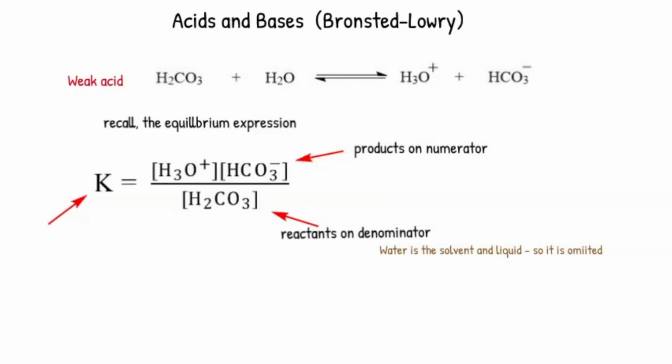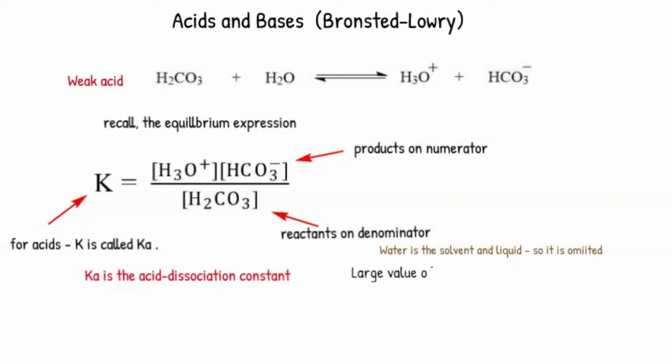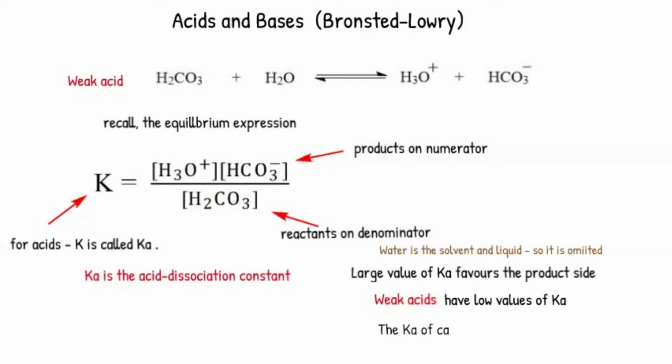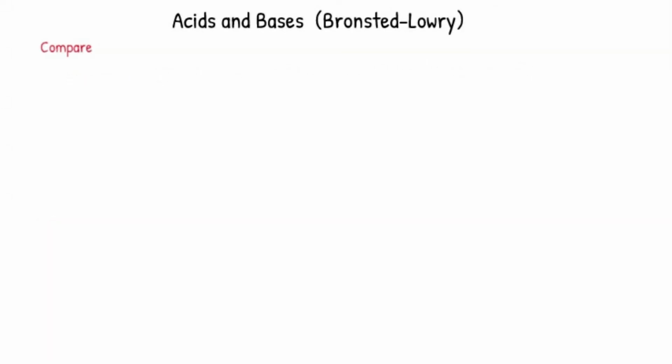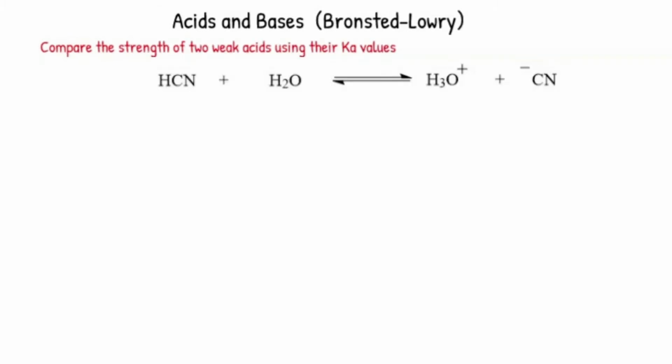For acids, K is Ka, and Ka represents the acid dissociation constant. Large Ka values favor the products. Weak acids have low Ka values, much less than 1. The Ka of carbonic acid is 4.47 times 10 to the minus 7. In this example, let's compare the strength of two weak acids with their Ka values.